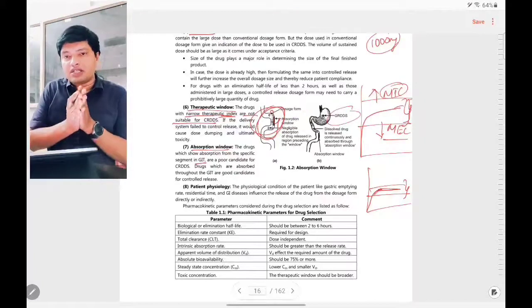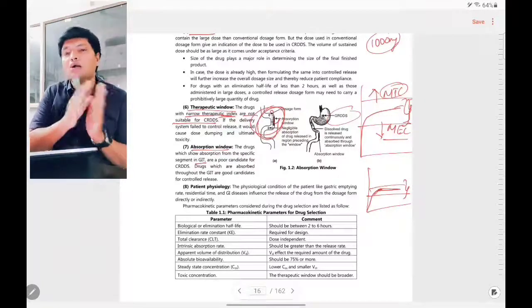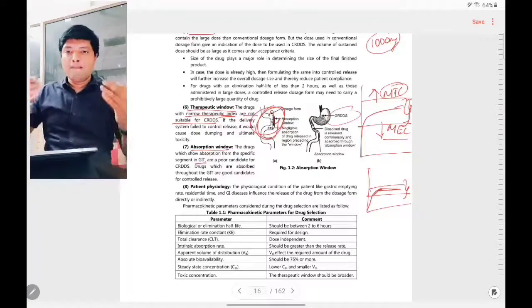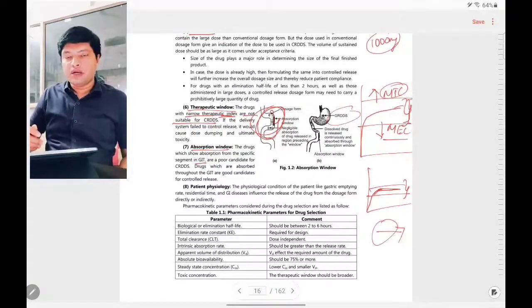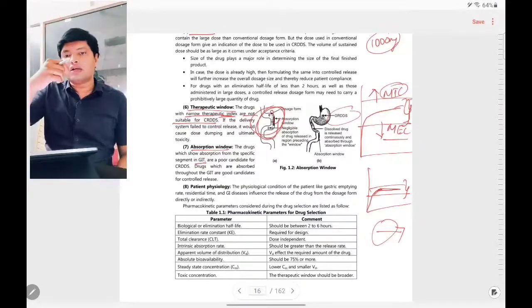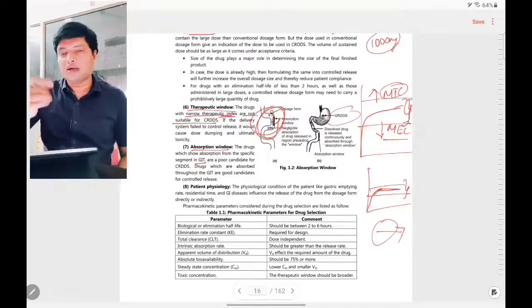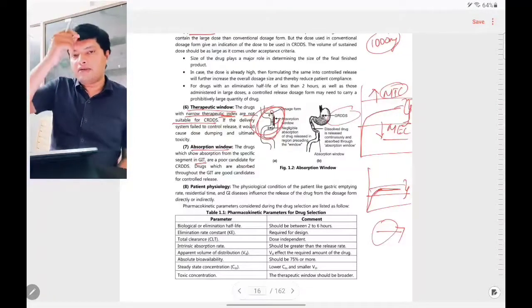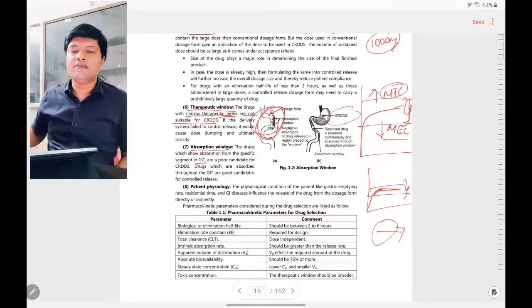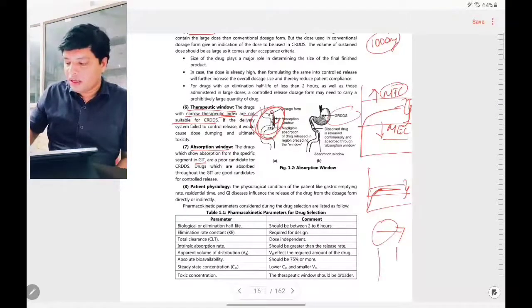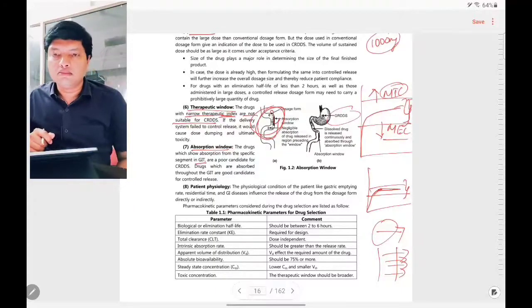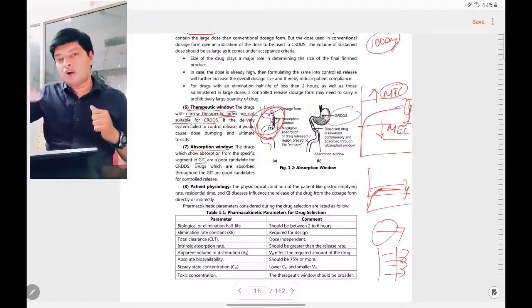So drugs which have a specific absorption window are not good candidates for designing controlled drug delivery, because I am only controlling the release of the drug from the dosage form. Once you take that dosage form, assume a controlled release tablet, this tablet will travel throughout the GIT. So what I will assume is that the drug has absorption throughout the GIT, not in a particular region like your stomach.